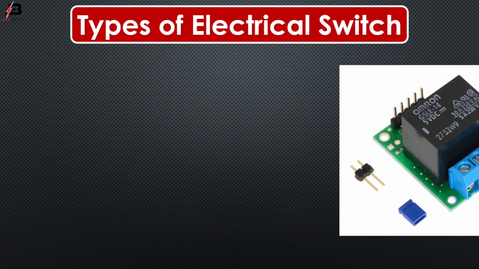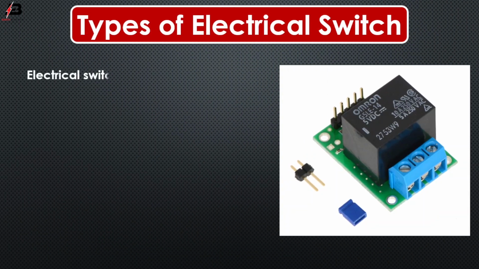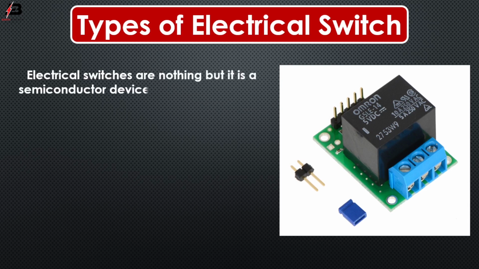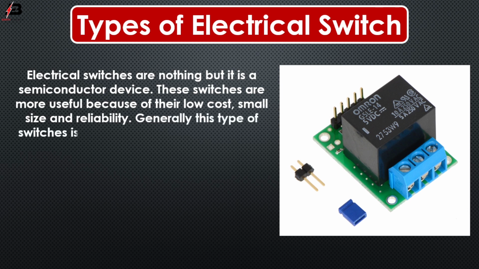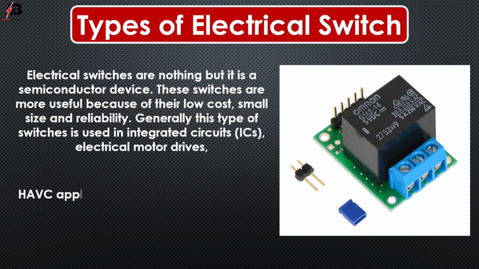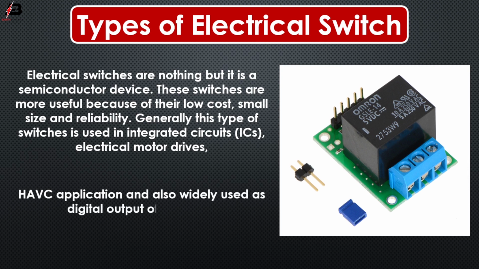So viewers, let's start. Types of electrical switches. Electrical switches are nothing but semiconductor devices. These switches are more useful because of their low cost, small size and reliability. Generally, this type of switch is used in integrated circuits, electrical motor drive applications, and is also widely used as digital output of a controller.